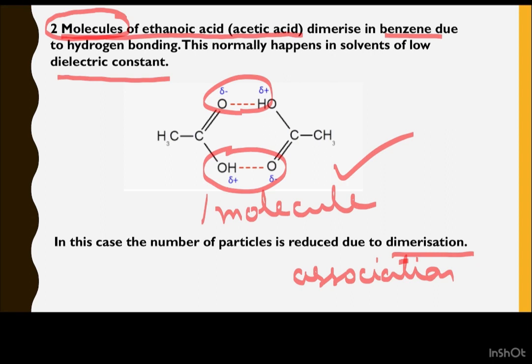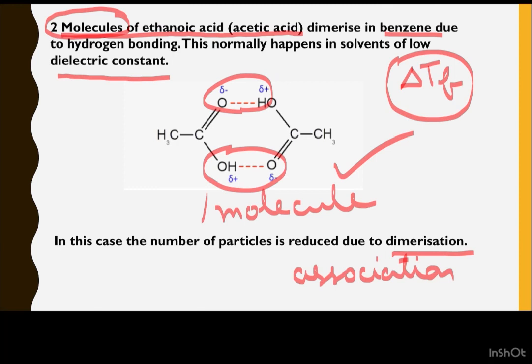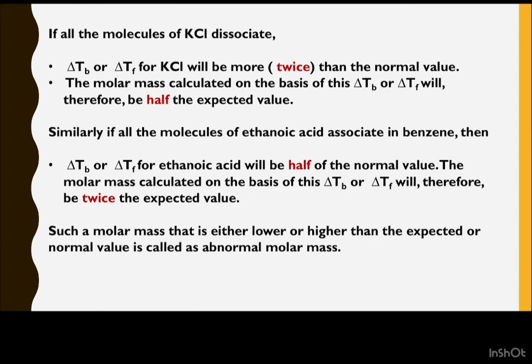If I take any such example where association or dissociation of the solute particles is taking place in the given solvent, and then I calculate a colligative property, or suppose in a particular question delta TF is given to me and association or dissociation is taking place, then using that delta TF, for example, if I calculate the molar mass of the solute, it is going to be different from what is expected because of the dissociation or association, right?